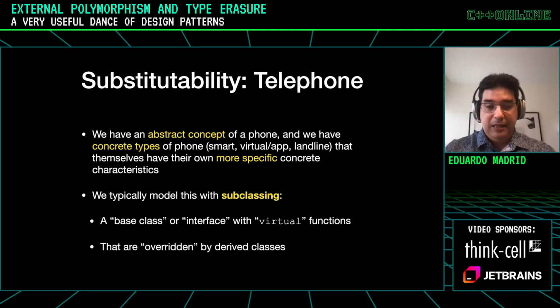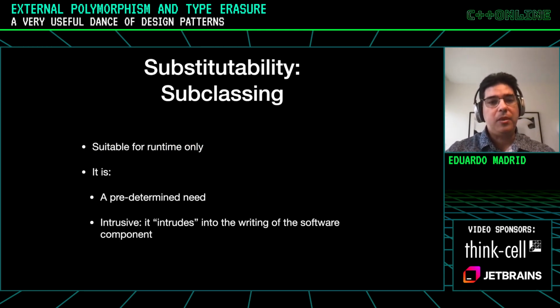But the point about those more abstract functions is that they can be replaced, overridden by implementations that know the specific details of the concrete type that are going to be implementing them. So one primary form of substitutability is achieved using the mechanism of subclassing. That part of using a base class and a derived class is called subclassing. Make please the observation that subclassing is suitable only for runtime.